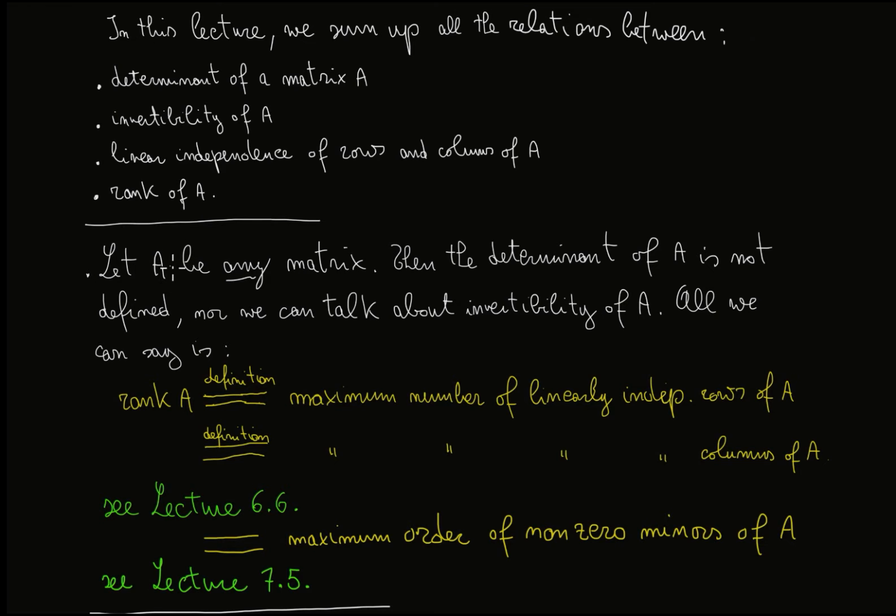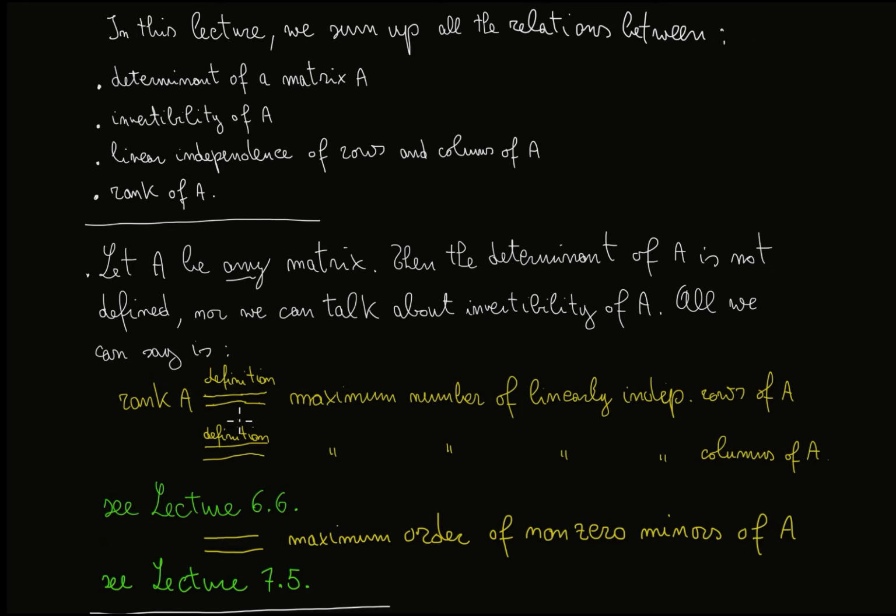At first, let A be any matrix. We are not assuming A to be a square matrix. Then the determinant of A is not defined, nor can we talk about invertibility of A, which is defined just for square matrices as well. All we can say are the following statements. One is that the rank of A, by definition, is the maximum number of linearly independent rows of A. I remind you to remember the maximum number of linearly independent rows, not just the number of linearly independent rows, which is not a well-defined quantity.